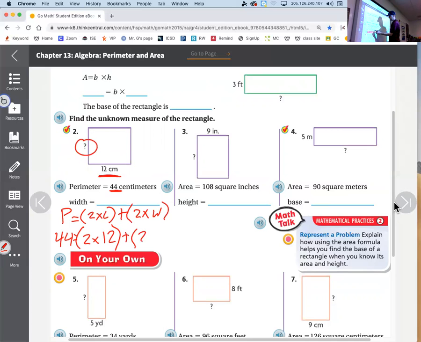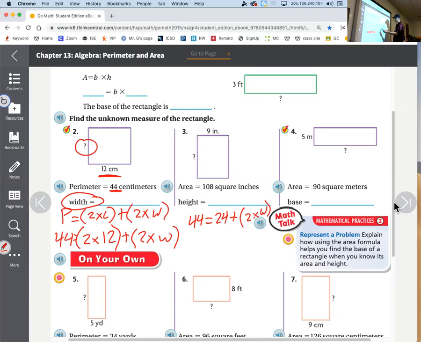Plus 2 times the width. Do we know what the width is? We don't know what the width is. So that's what we're trying to figure out. Okay, so I'm running out of room, so I'm going to go right here. 44 equals, what's 2 times 12? 24 plus 2 times the width.